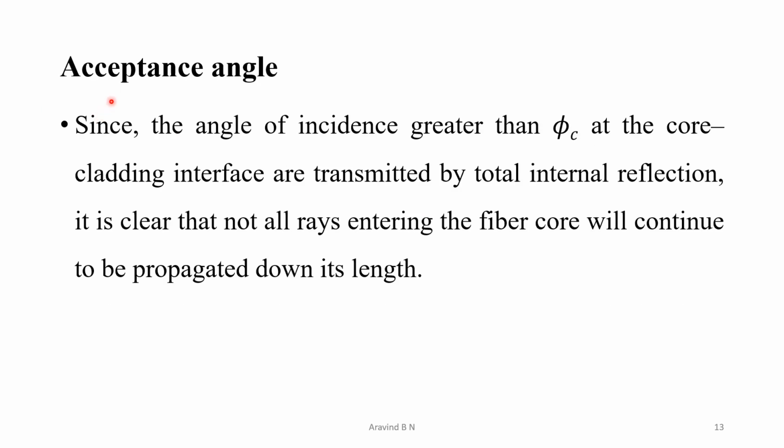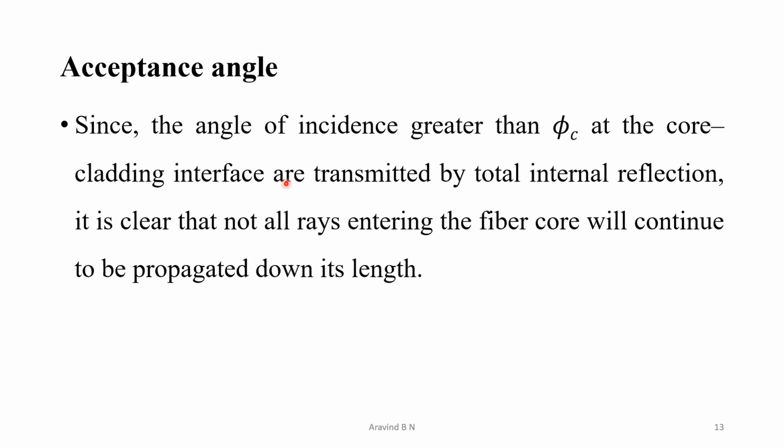Now coming to one more concept called the acceptance angle. Let us go through these terminologies once and then we'll have the diagram. The angle of incidence greater than phi c, where phi c represents the critical angle, at the core cladding interface are transmitted by total internal reflection. It is clear that not all rays entering the optical fiber will continue to propagate down its length. This is just a basic concept. Now the acceptance angle comes into the picture when the light enters from the air medium into the optical fiber.